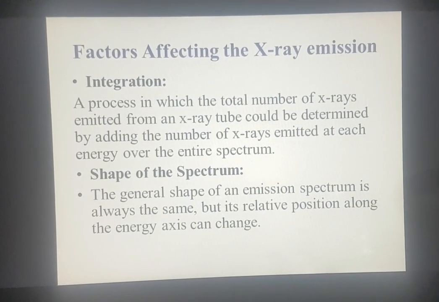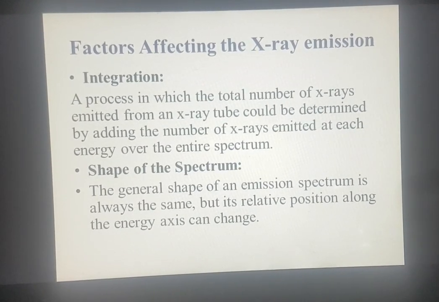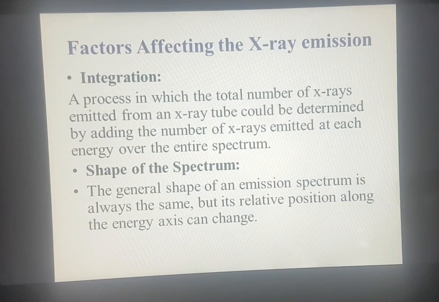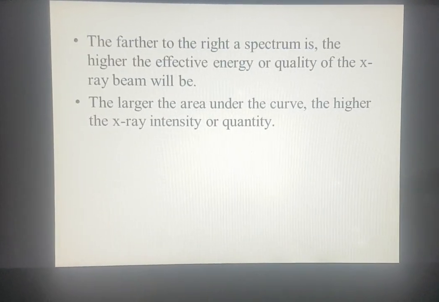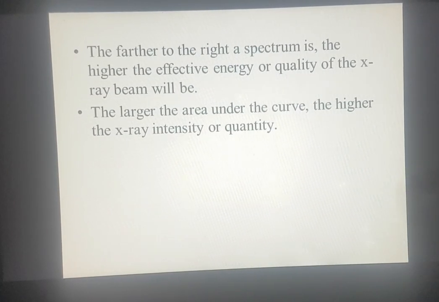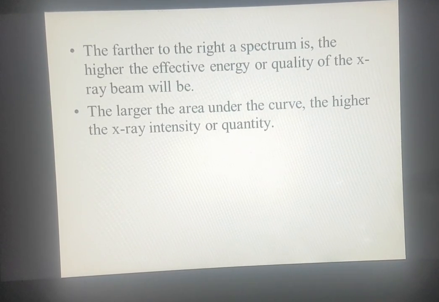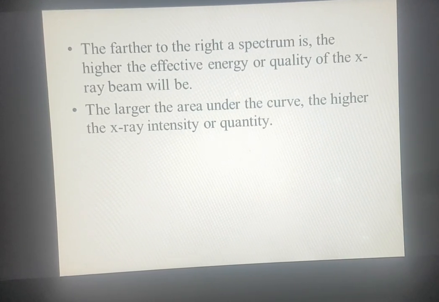Okay, so in general, the shape of an emission spectrum is always the same, but its relative position along the energy axis can change. The further to the right a spectrum is, the higher the effective energy or quality of the X-ray beam will be. The larger the area under the curve, the higher the X-ray intensity or quantity.